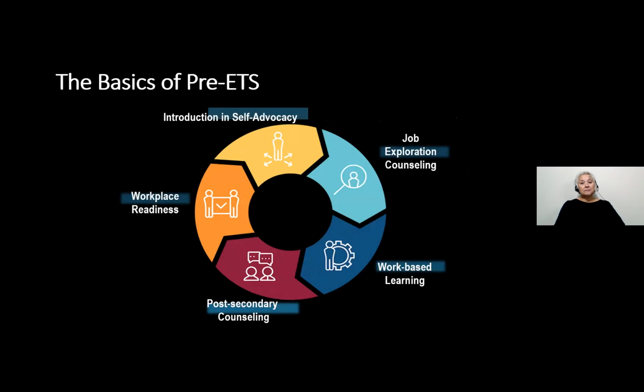The basics of what we provide to a school or the individual student: we work in 5 areas, and our lessons and our activities will be able to go into one of these 5 areas. And so it's the introduction and self-advocacy. We do job exploration and counseling. We do workplace readiness, work-based learning, and post-secondary counseling.